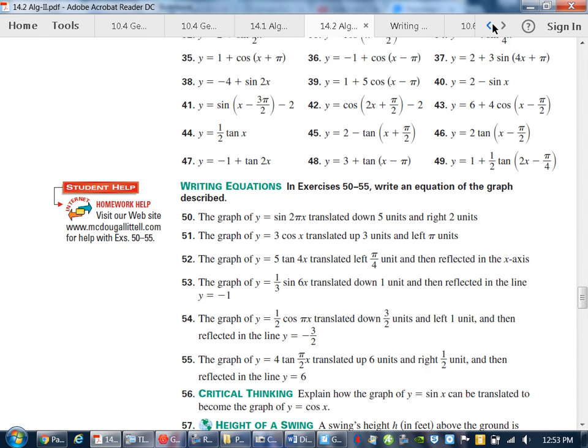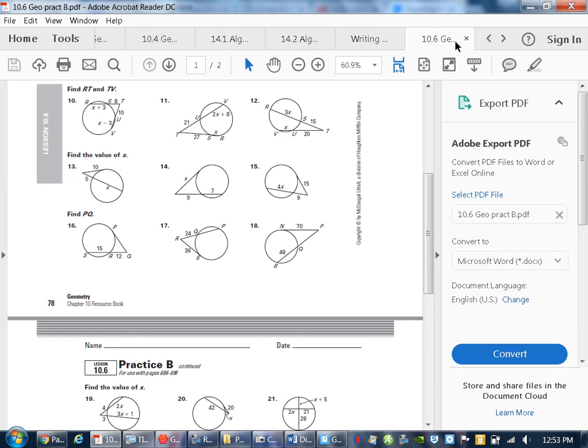Where is it? Sorry, I thought I had it open. Too many tabs. There we go.